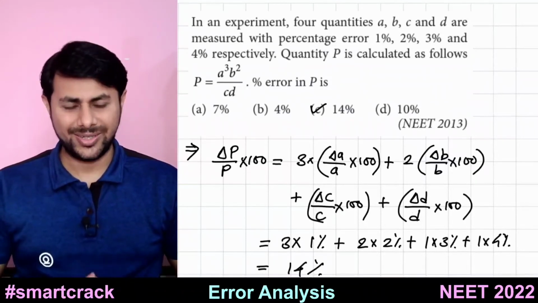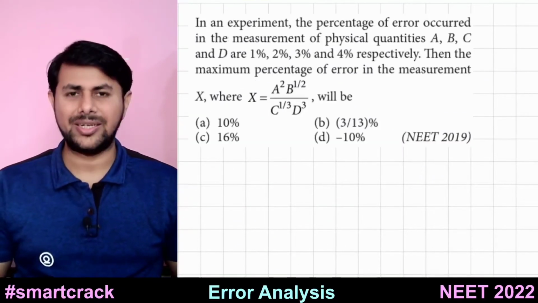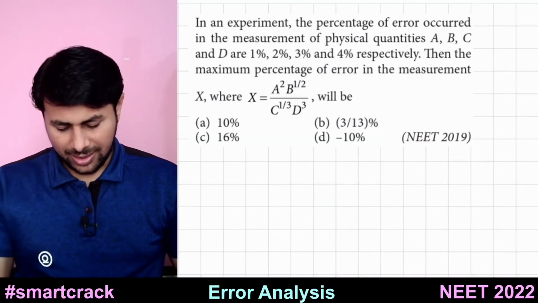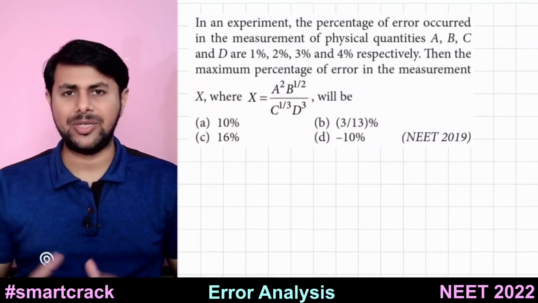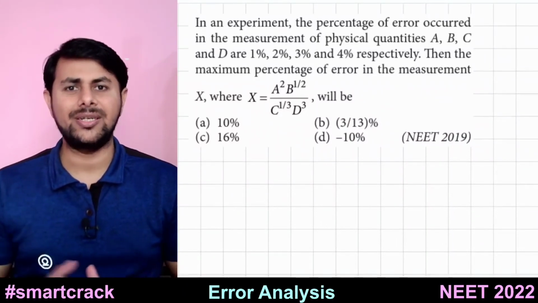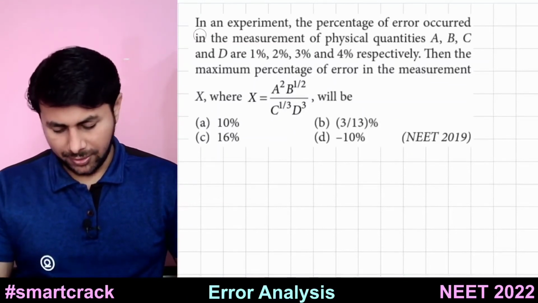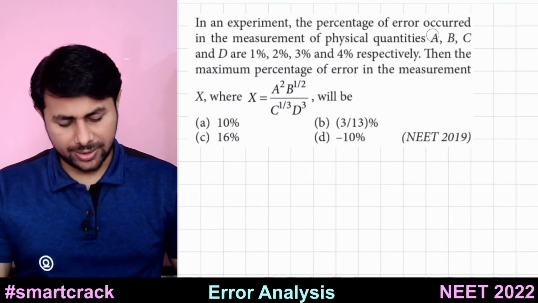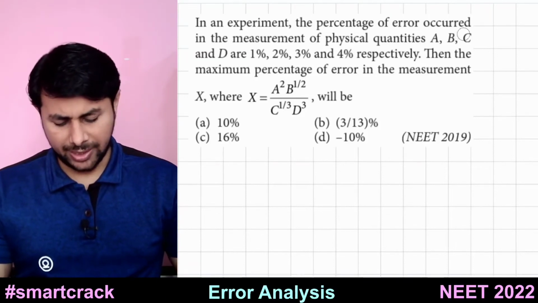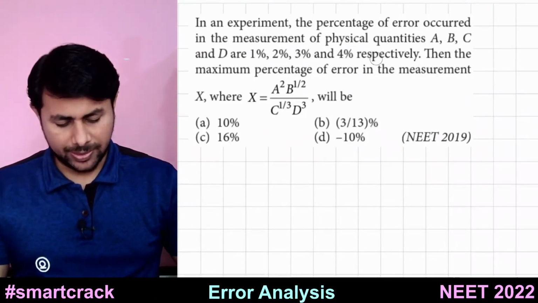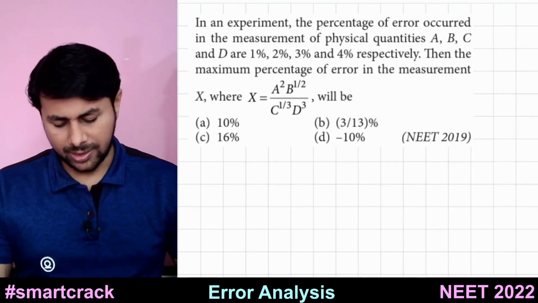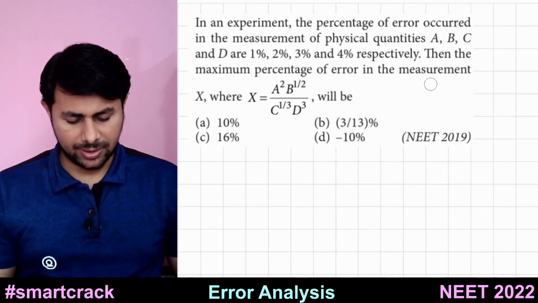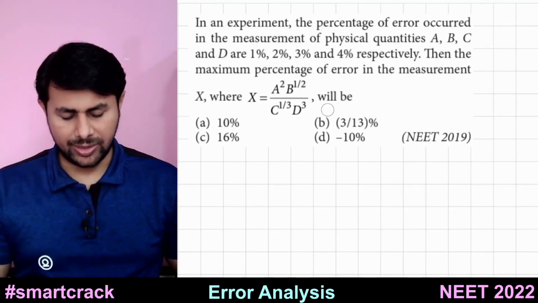Alright, so you got it? It's very simple. Let's see another problem. And again, it's very simple, very similar, and it has been asked recently in NEET 2019. So in an experiment, the percentage of error occurred in measurement of physical quantities A, B, C, and D are 1%, 2%, 3%, and 4% respectively. Then the maximum percentage error in the measurement X will be.